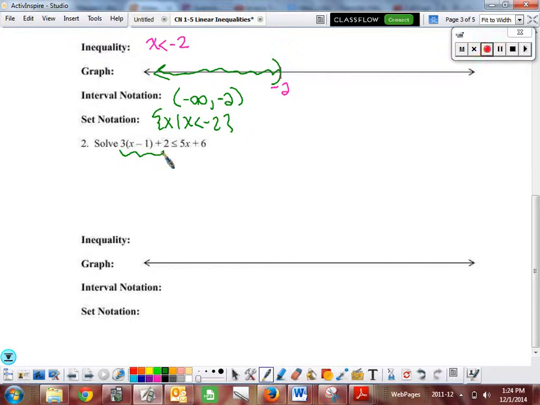Can you simplify expressions on either side of an inequality just like we did with equations? Yes. So 3x minus 3 plus 2 less than or equal to 5x plus 6. Combine like terms. 2x less than or equal to, and then you guys can start doing a lot of stuff in your head. These are not hard. Negative 3 plus 2 is 1, minus 6, negative 5. x is greater than or equal to negative 5 halves.